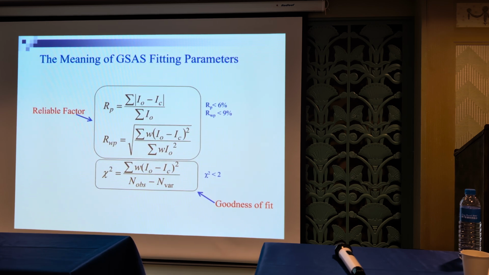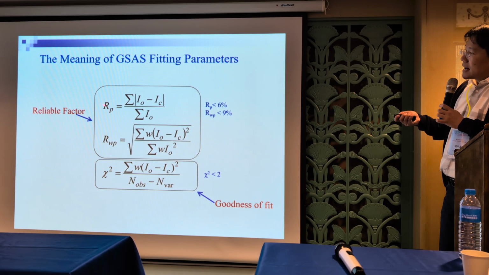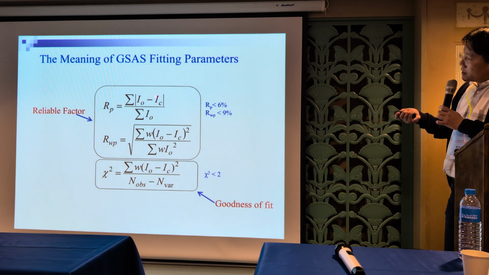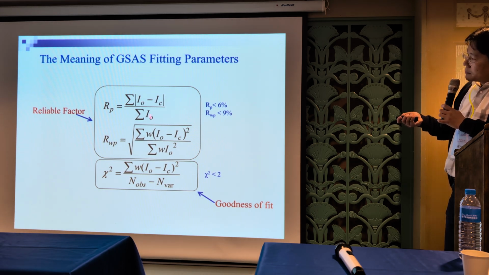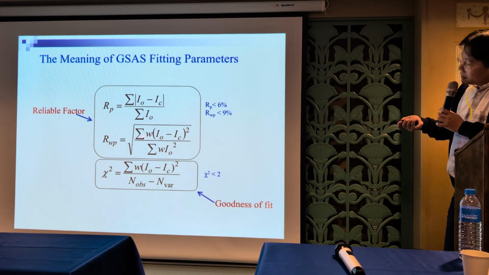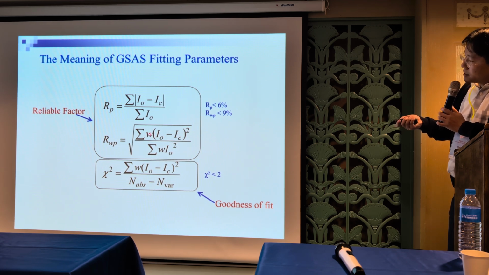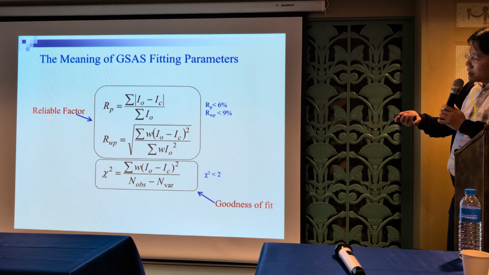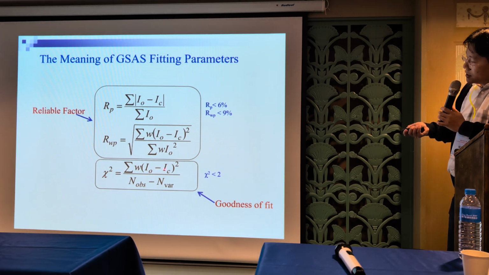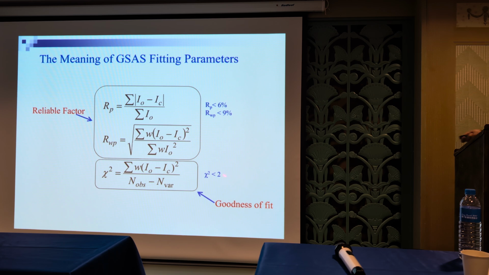So there are 3 factors that are very important in the refinement. The first one we call the reliability factor, which is the difference between the experimental and the calculated data. So Rp means the observed minus the calculated, divided by the observed. And Rwp means we weight the pressure near the peaks. So this is a weighted reliability factor. And the chi-square looks like this. Typically we need chi-square less than 2, Rp less than 6%, and the others less than 9%.